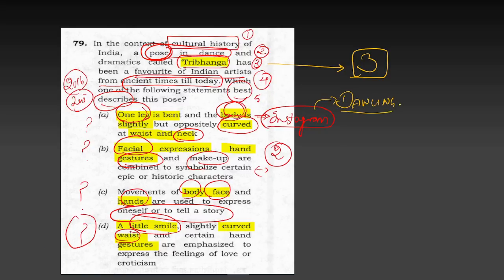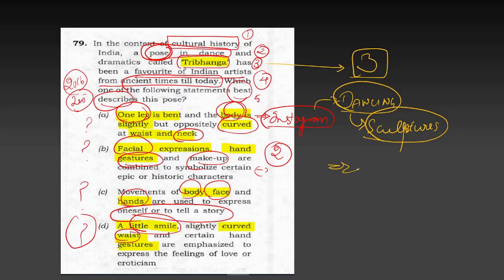Or any other sculptures in India? See, this is culture, right? Any other sculptures in India where the sculpture has one leg slightly bent and the body a little twisted, and this is what that is.